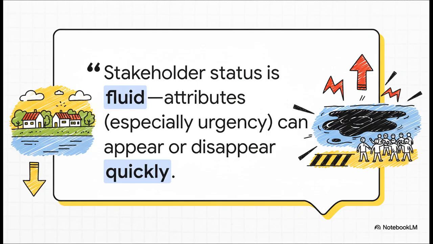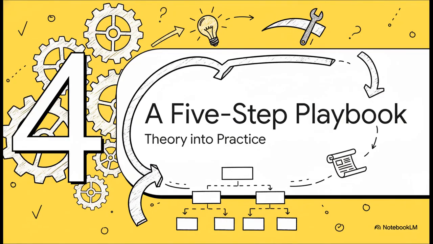A local community might start with a legitimate claim, but not much power or urgency. But then, an event like an oil spill happens, and suddenly they gain massive urgency, and their salience just skyrockets overnight.